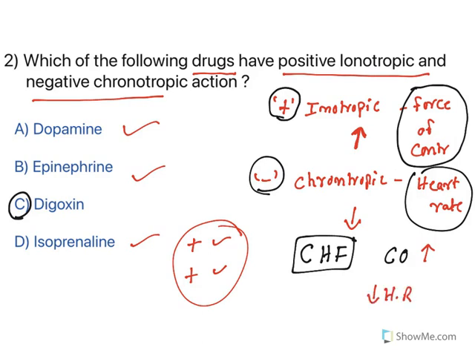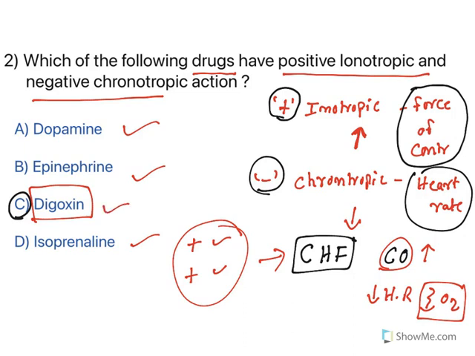What is the advantage of this? When heart rate is reduced, reduced energy is required and there is a reduced oxygen demand. So with lower energy requirement, cardiac output is increased. That is the reason why digoxin is a very good drug of choice to treat congestive heart failure. So the option is digoxin.